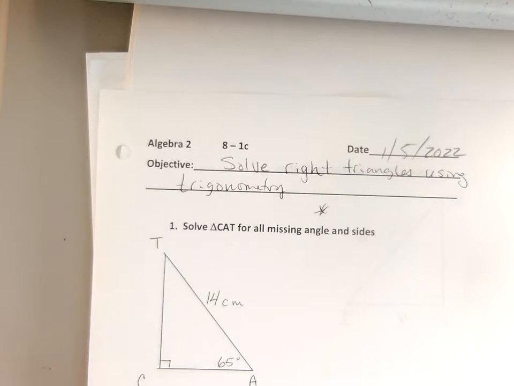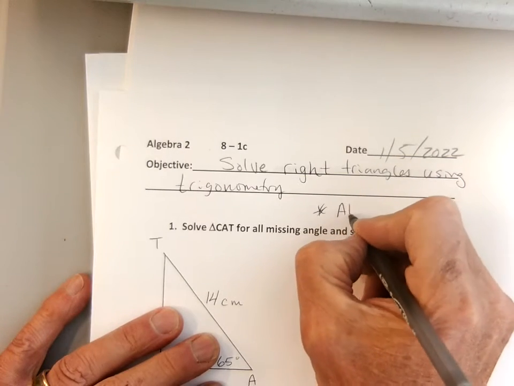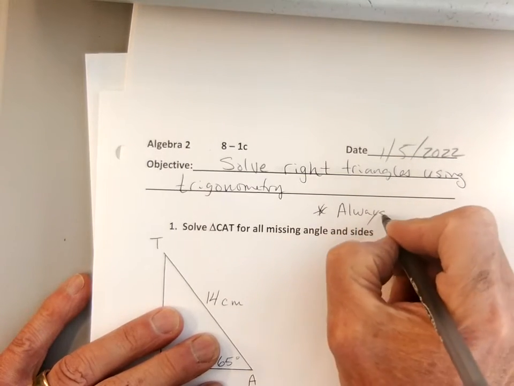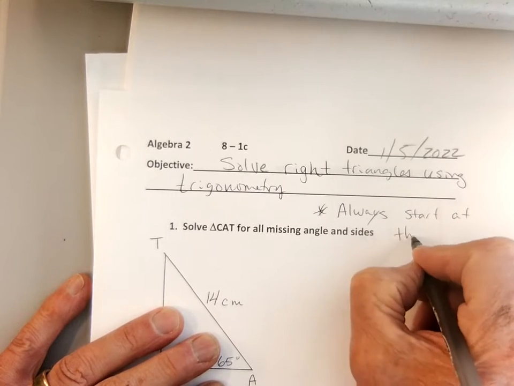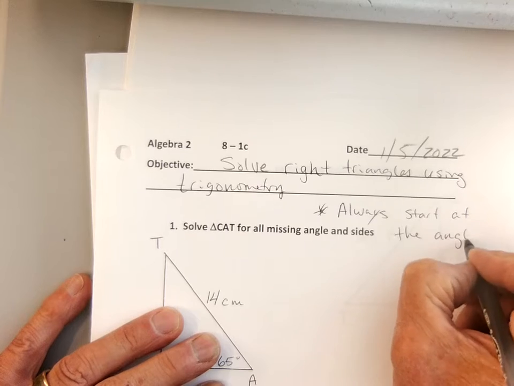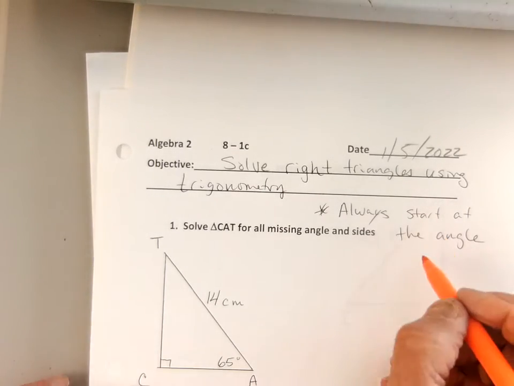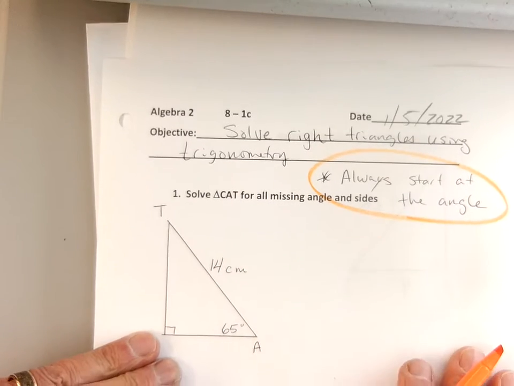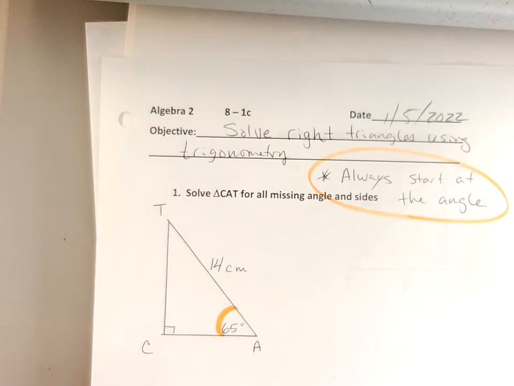So I got a little star, and the star says always start at the angle. Always start at the angle, okay? And I'm going to circle that and highlight it, because if you start at the angle, which is our 65 degrees, then the way I like to teach is this.